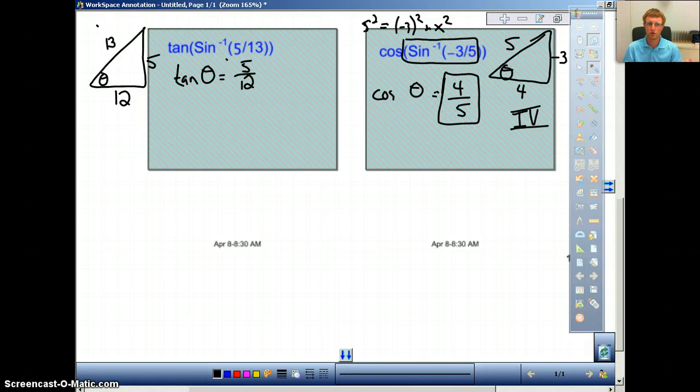But again, it's real simple. You're just finding the third side of a triangle, and then you're figuring out your trig function based off of that. So that's all we have.